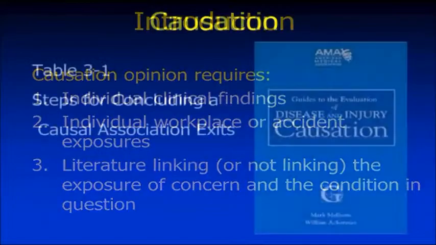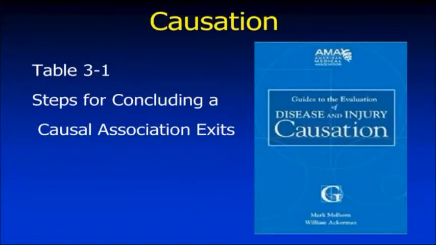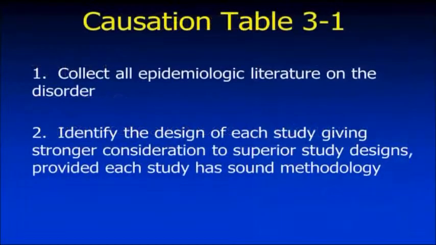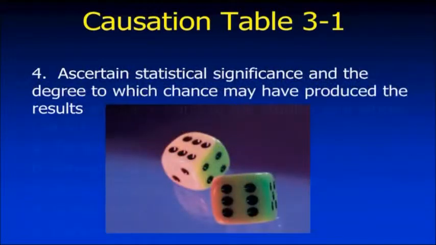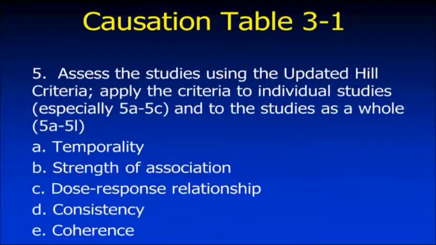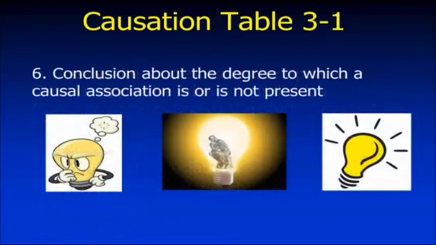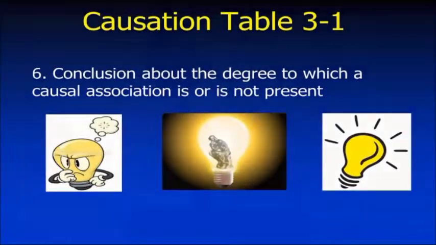condition. This is why the causation book is helpful, because it does those steps for you. You do 1, 2, 3, 4, 5. You think of all the temporality, strength association, dose response components. You come up with 6. You saw these slides before, but now it's in your short-term memory.